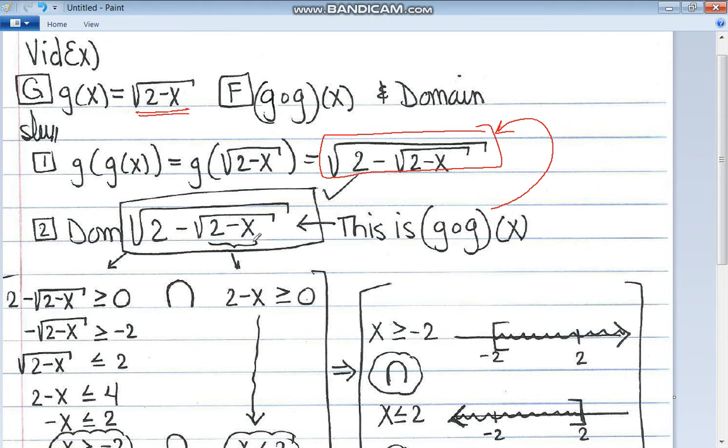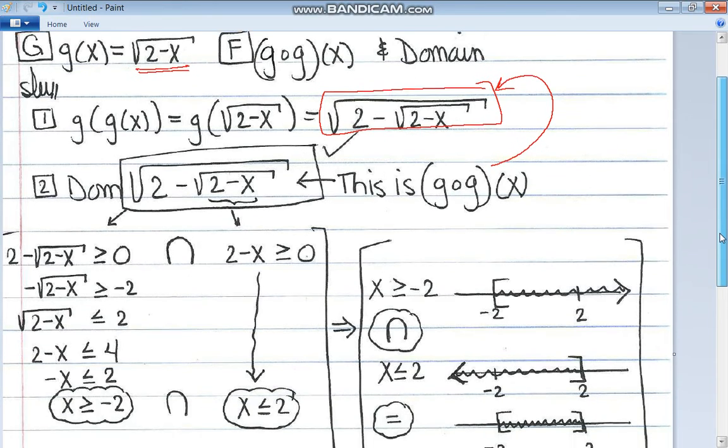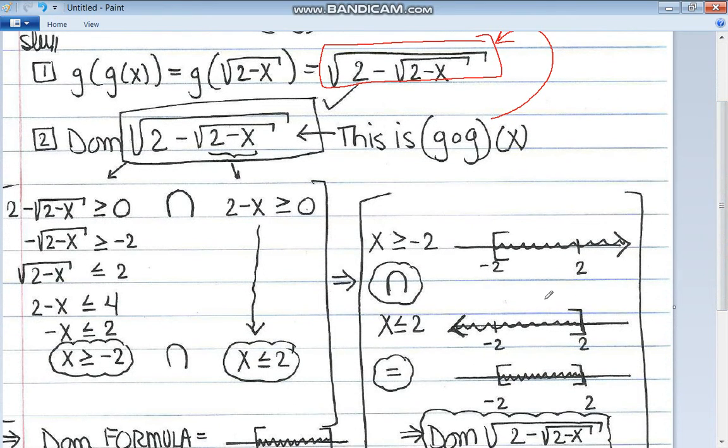Okay, so what is the domain of this thing? Well, there are two restrictions. There's the outer square root restriction and the inner square root restriction. And we have to choose x values that simultaneously satisfy both of those restrictions. So we're going to take the intersection of the two restrictions.